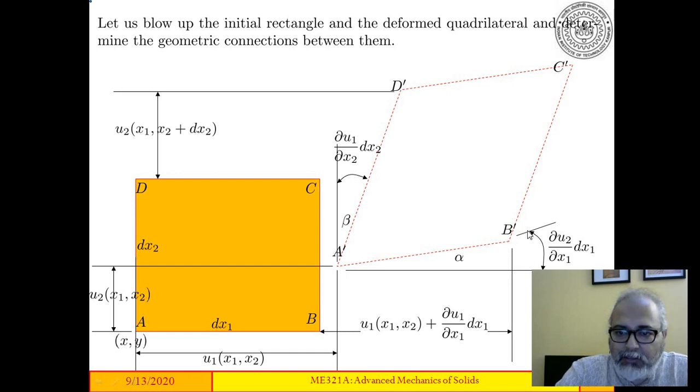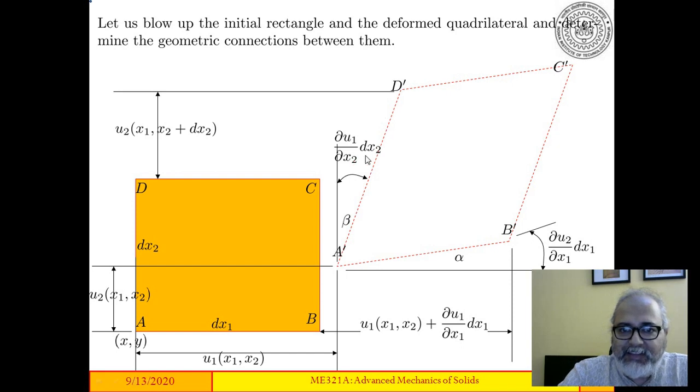Similarly, this angle would be du2 dx1. So in going from A to B, you have varied x1, and this distance from here to here is given by u2. So this distance is del u2 del x1 times dx1. This is the difference between the u2 of A and B.